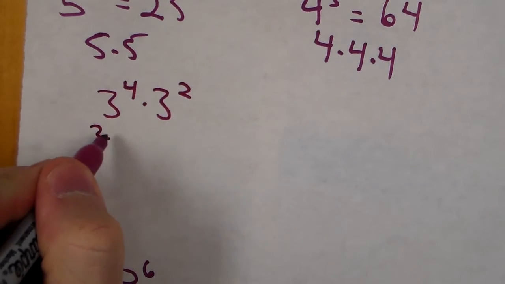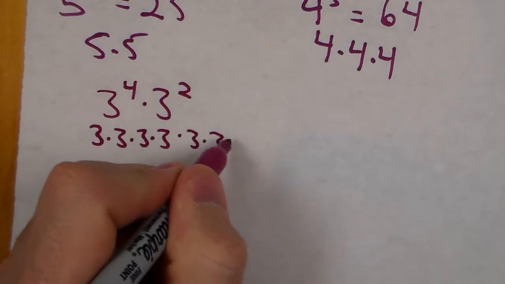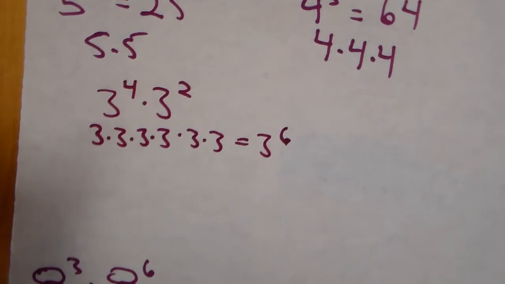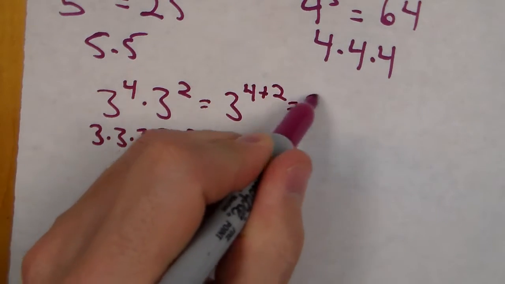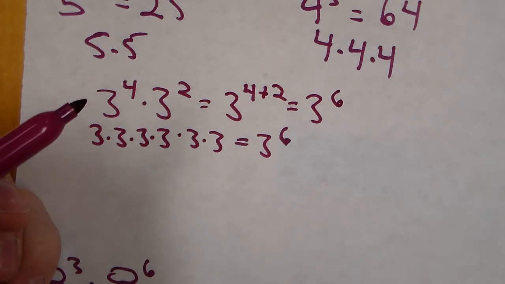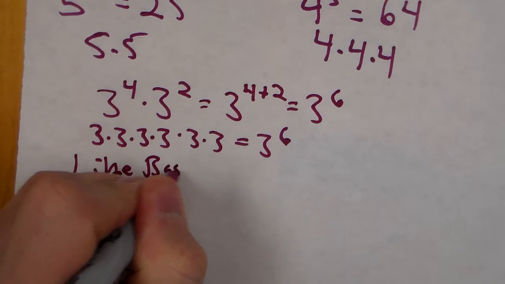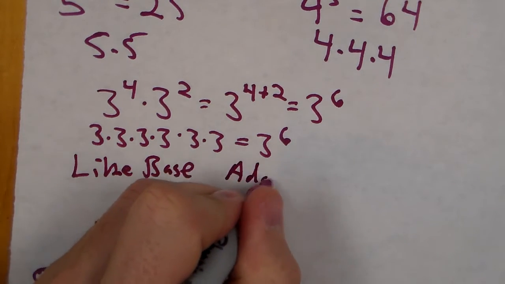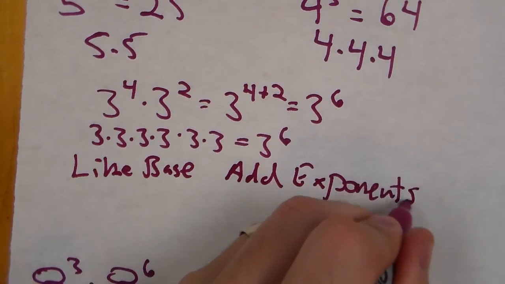We could expand it out and make it 4 3s and 2 3s that comes together to be 3 to the sixth. But do we really need to break that apart each time, or just notice that we're adding the exponents to get our answer? So when we have like bases, or the same base, we add exponents. And that's the first rule that we have to start with.